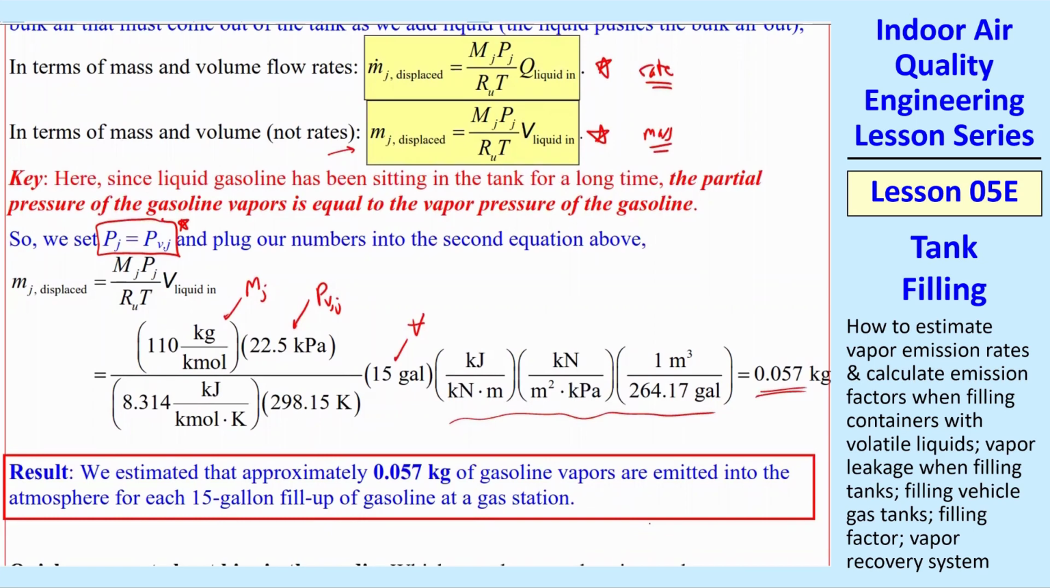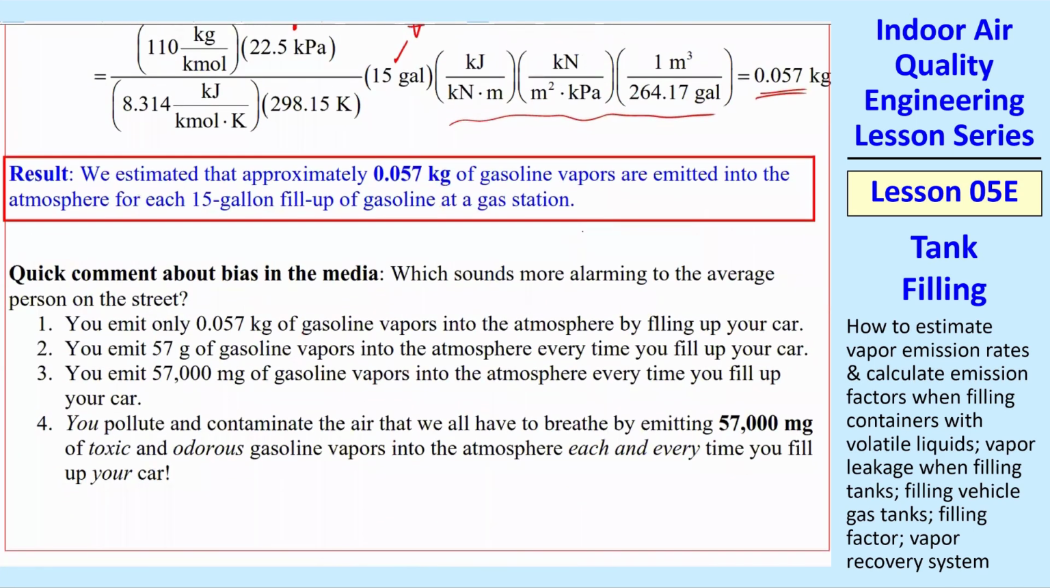Let me take this chance to comment about bias in the media. I've mentioned this before, but this is kind of interesting to think about. I want you to watch for bias when you're reading articles, and it could be any article, not just in this class. You're reading about air pollution or global warming or something, but no matter what you read, people tend to be biased and they try to spin things to what they want to get across. So here's 4 different ways to write this statement that I have up here, which is my result.